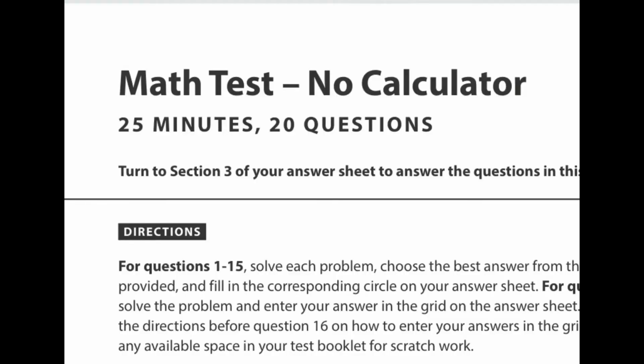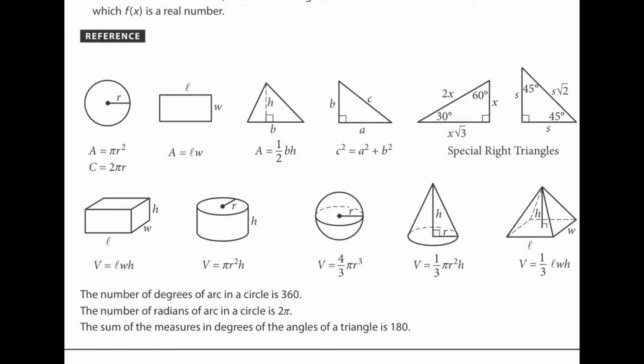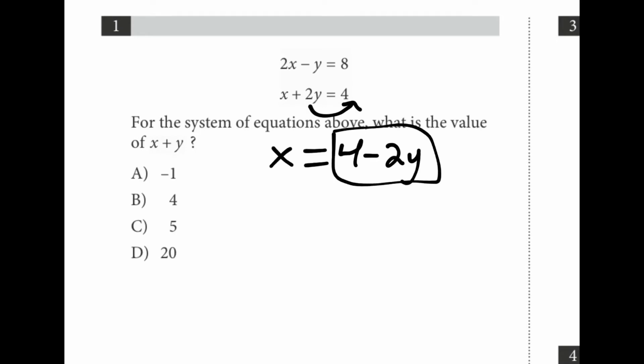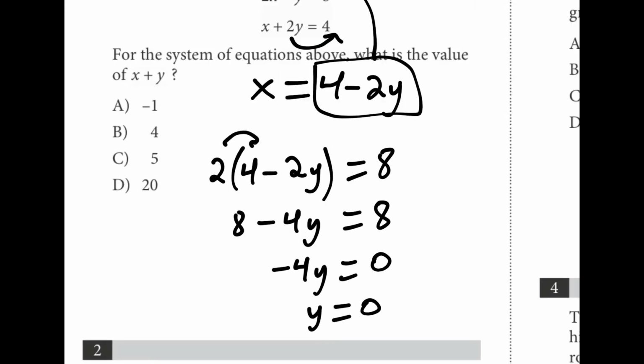So again, no calculator, and you have this list of formulas to use. So this is one of the more difficult number 1 problems that I've seen, but we can use substitution to solve this system. I might move this 2y over and plug this whole thing into the top equation for x. If I distribute, subtract 8, divide, I get that y is equal to 0.